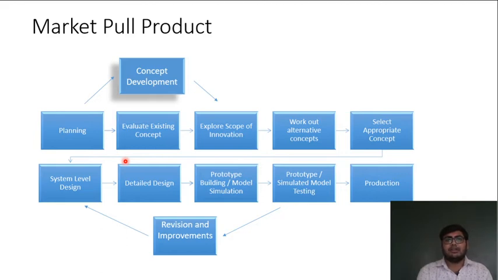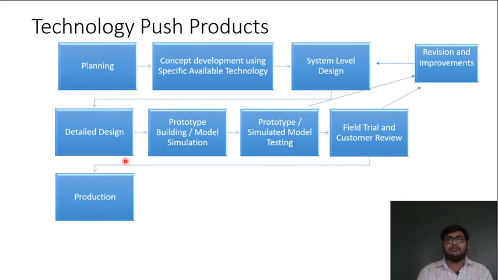If we are talking about technology push products, it means there is a technology available in the market, but no one is using that technology to manufacture any specific product. So we have technology, but product is not there. So what will be the product development process for this technology push products? First of all, the first step is obviously planning. This will be constant in all the processes.